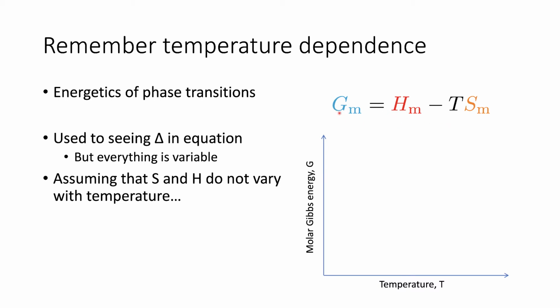If we're plotting G against T, we'd expect a straight line with a gradient of negative S. We are, of course, assuming that neither the entropy nor the enthalpy vary with temperature. So we're just considering the variation of the Gibbs. And we do indeed see a straight line when we examine this. To put this in mathematical notation, our gradient, the rate of change of the Gibbs energy with respect to temperature at constant pressure, is negative entropy.